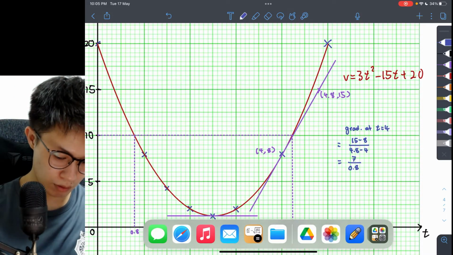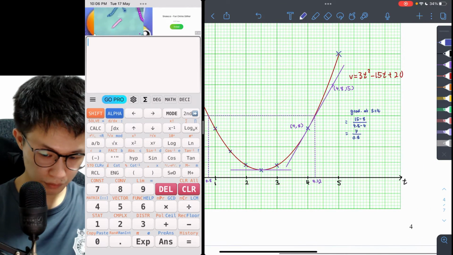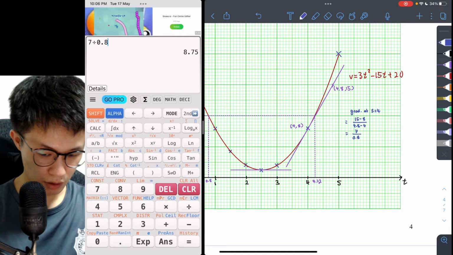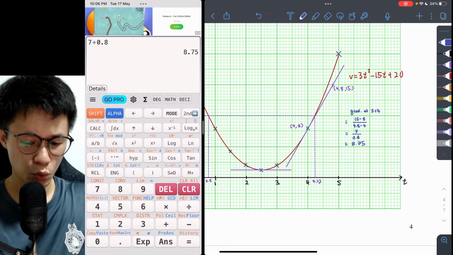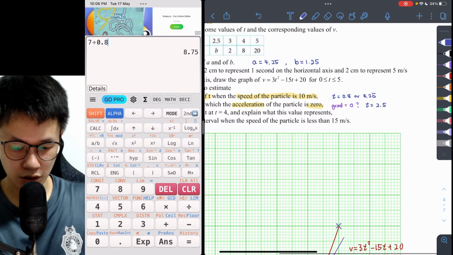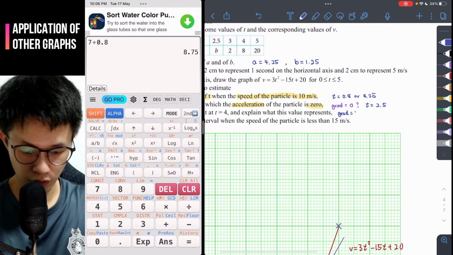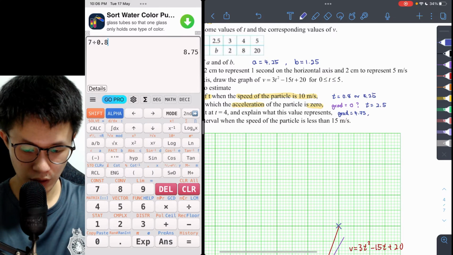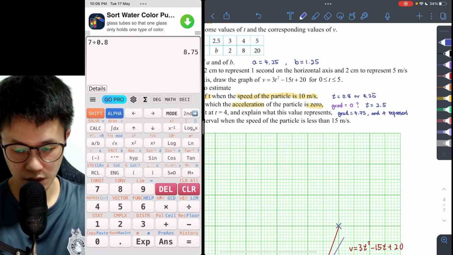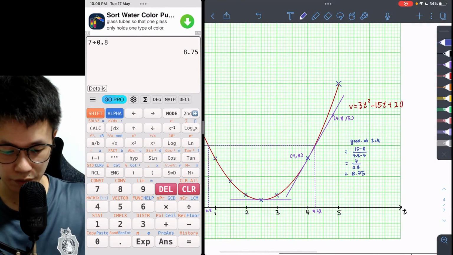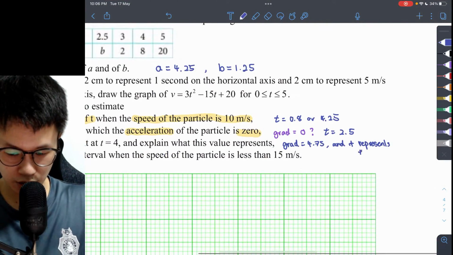Okay, just plug this into your calculator. If you have a calculator, it will be so much easier. And you have 7 divided by 0.8. It would give you a gradient of 8.75. Okay, you should have a plus or minus of like 2 or 3 values. So the gradient represents, because this is a speed-time graph, right, the acceleration. Okay, so let me close my calculator. It represents the acceleration.